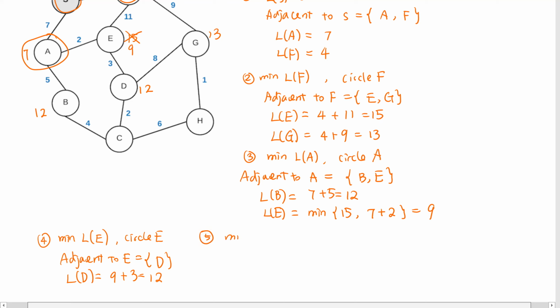And next one, which one is the minimum? So you see, these two, 12 is smaller than 13. So minimum is L(B) and L(D). So we circle them.